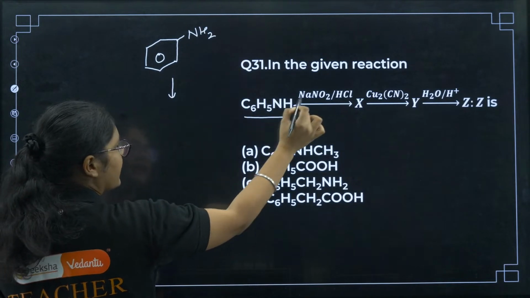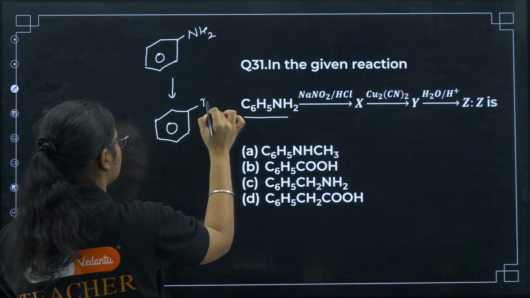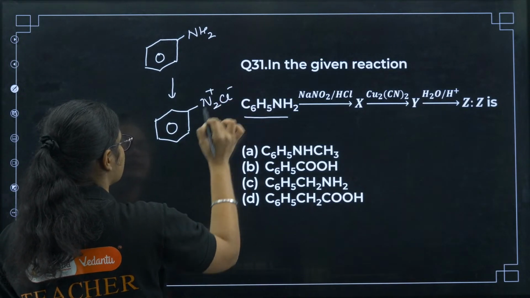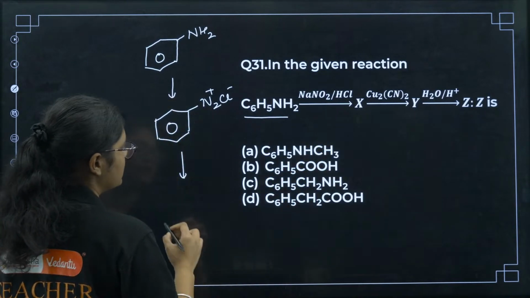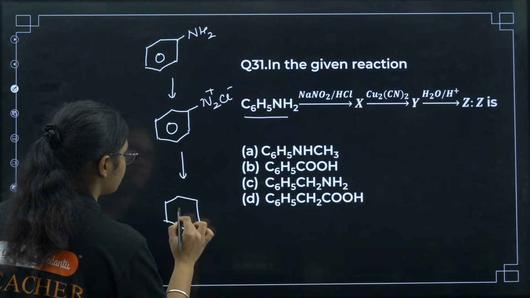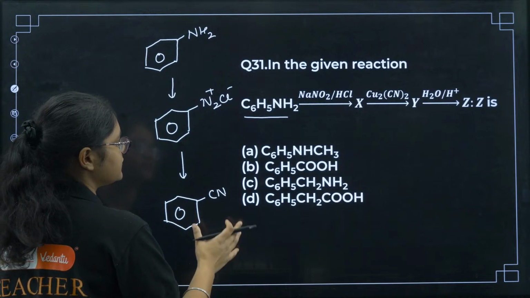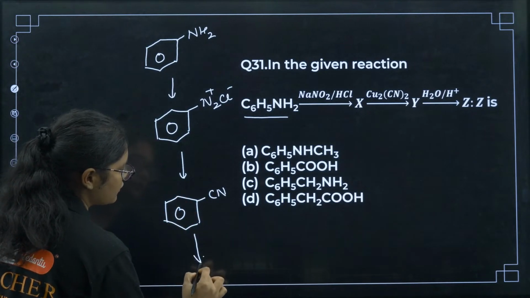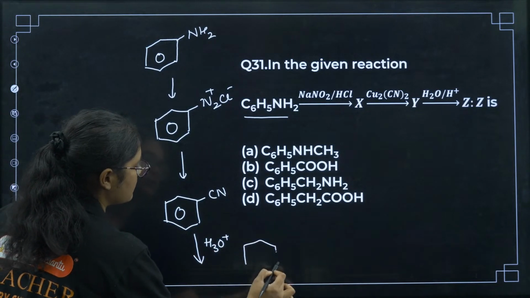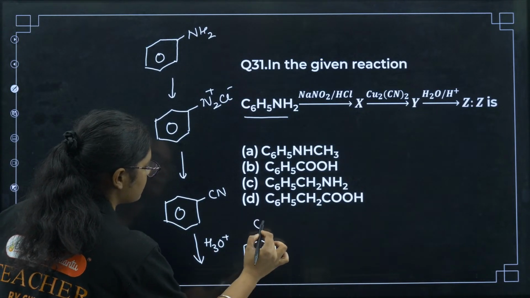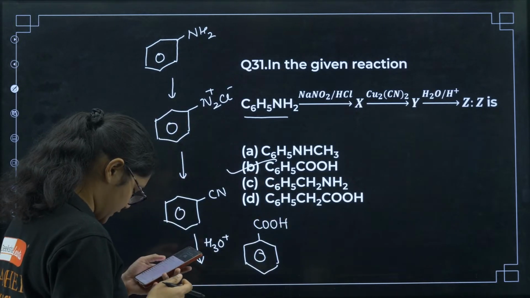Aniline, if you take NaNO2 and HCl, you will get N2+ and Cl−. Now what will happen if you do CuCN? That will convert this to CN. So this is a Sandmeyer reaction. After that, if you do hydrolysis, this will convert it to benzoic acid. So option B is the correct answer.